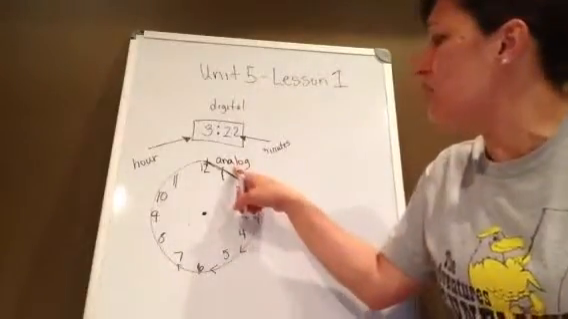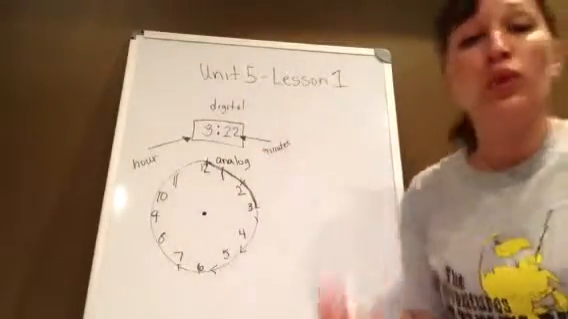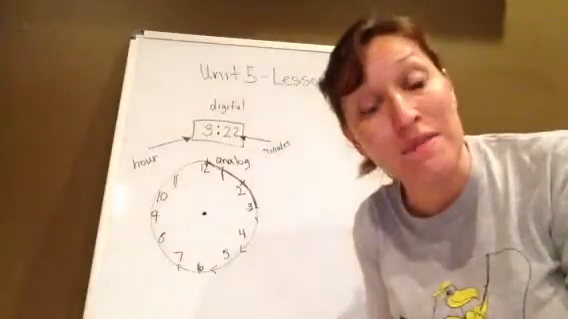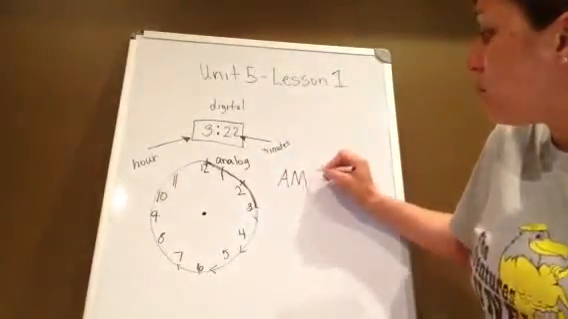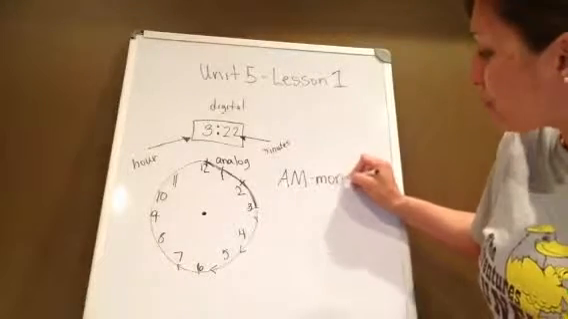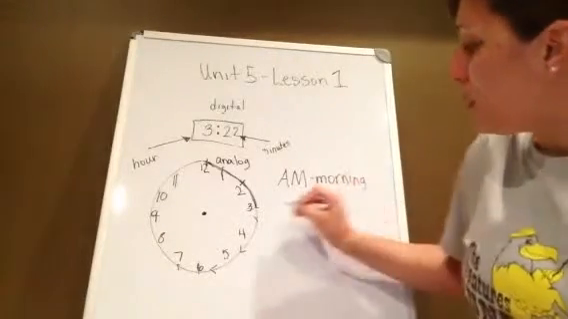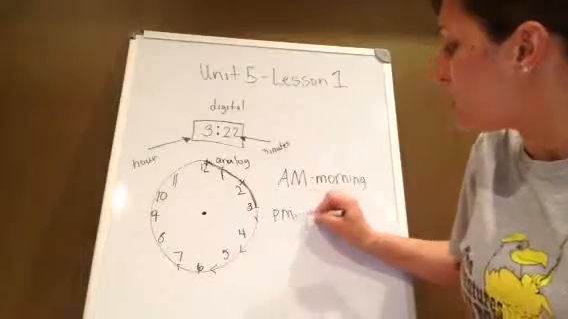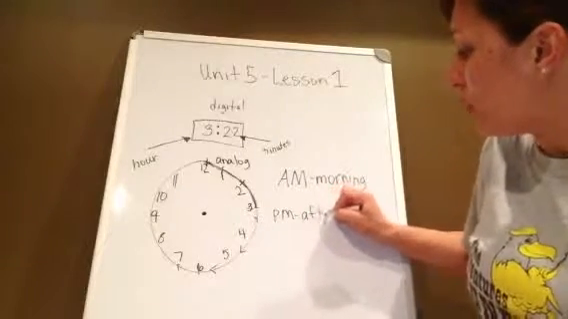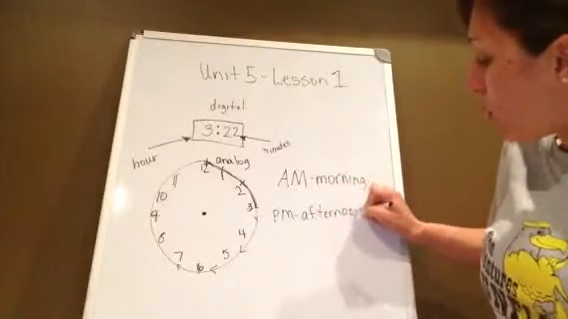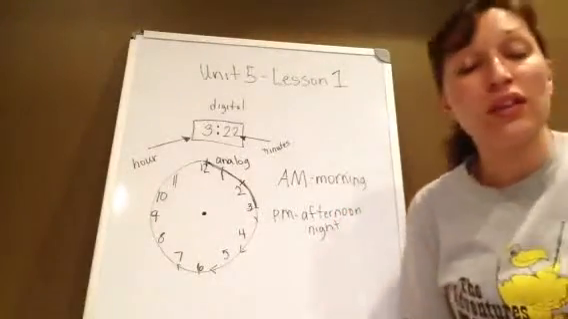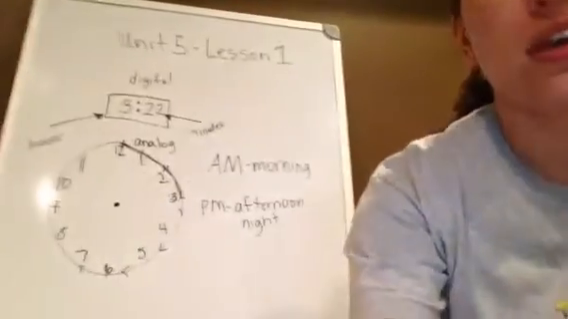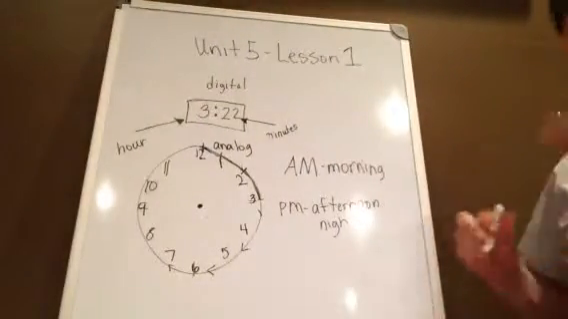So this is the analog clock. Now, we don't know if we're talking about AM or PM. AM means morning. PM means afternoon, night. Okay? So the way the system of time works, let's see if I can draw this for you.